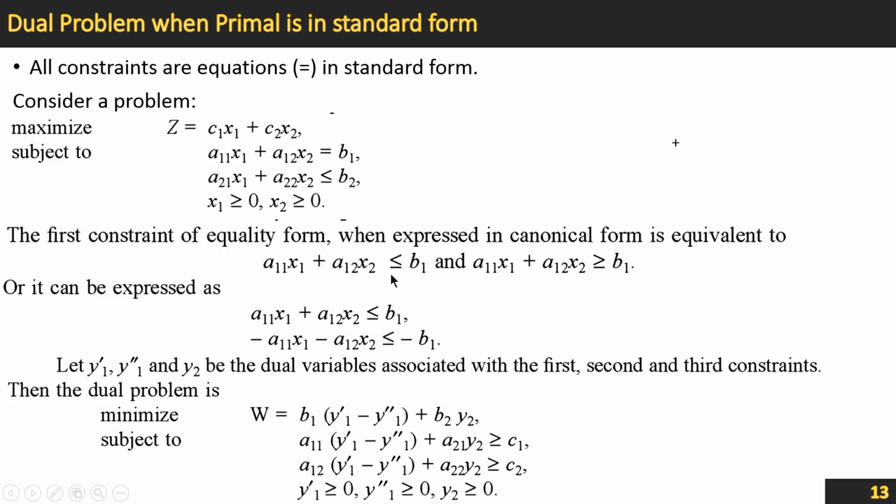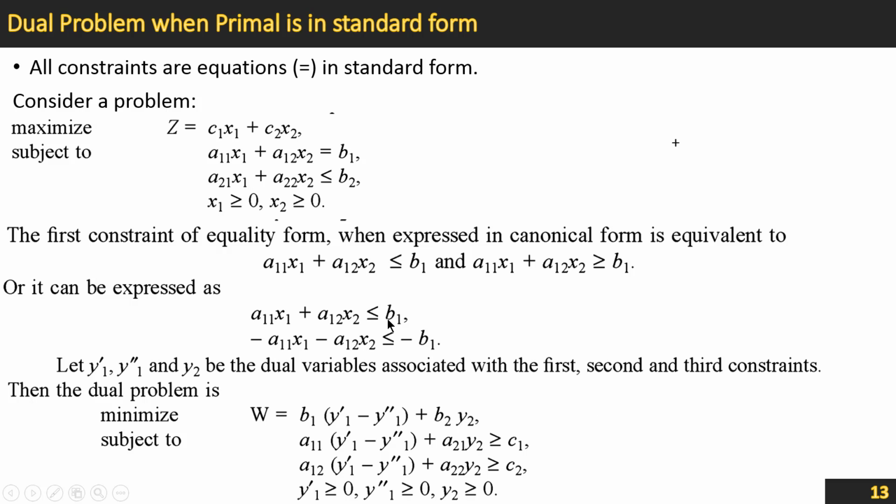So if you write it out, the C1 and C2 will come on the right side. Any issue? No issue. This is maximization, so the dual will be minimization, no problem. If it is a minimization, then all the constraints must be of greater than or equal to type. Okay, no problem.